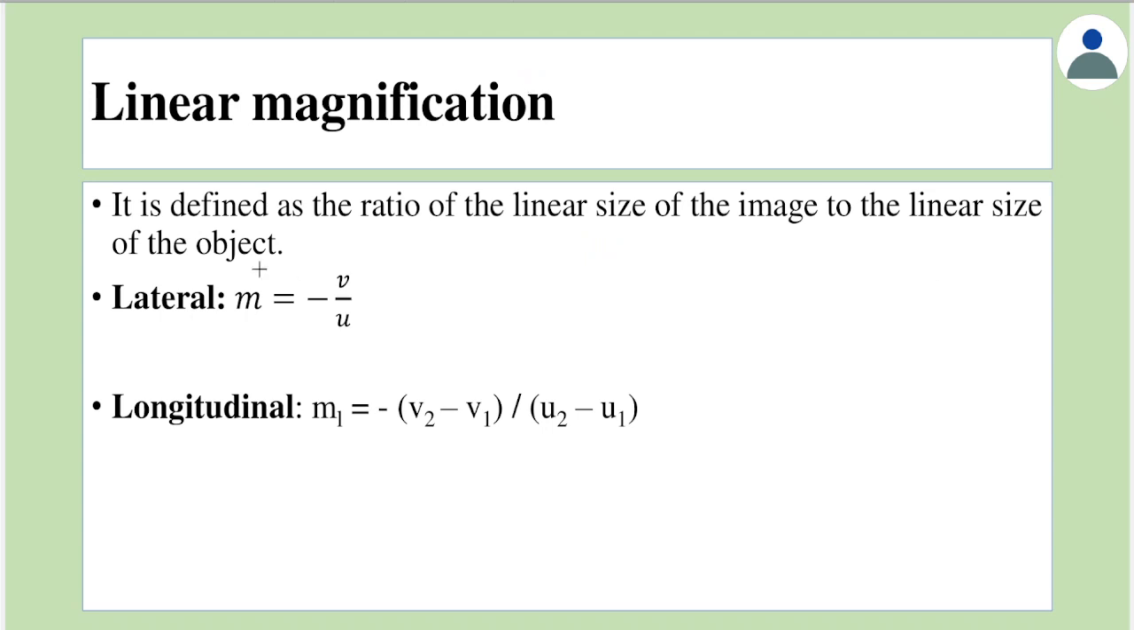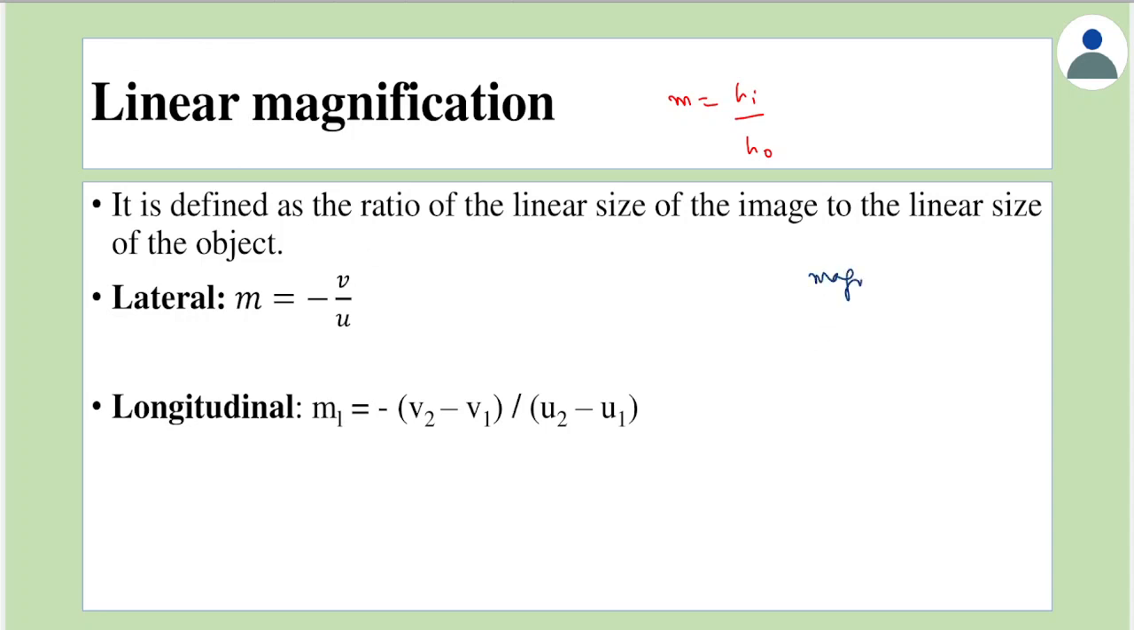The next topic is linear magnification. It is defined as the ratio of the linear size of the image to that of the object. Mathematically, this m is defined as height of image by height of object. This is what is magnification. But we'll generalize this first.